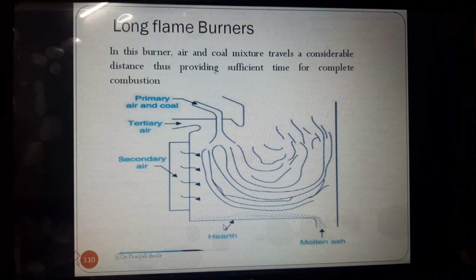In this type of burner, the coal is floated on the portion of the air which is supplied, which is called the primary air, and it is supplied to the burner in one stream. The secondary and the tertiary air supplies are maintained over here, as shown in the figure. The length of the flame is increased in the combustion chamber by downward initial flow of the flame. So this is how the length of the flame in the burner is increased.